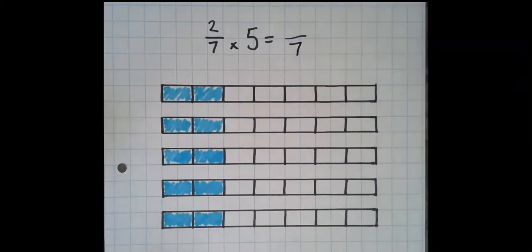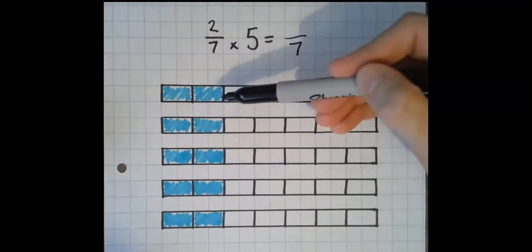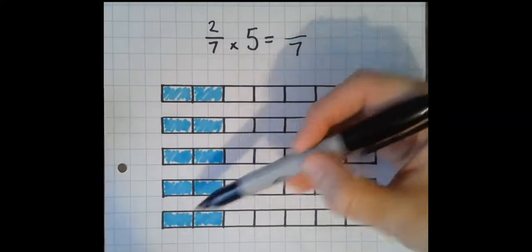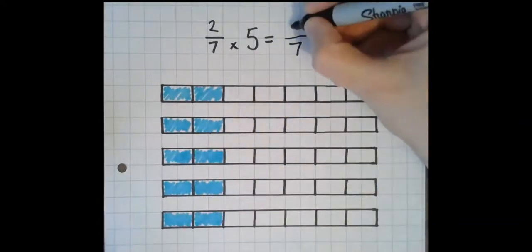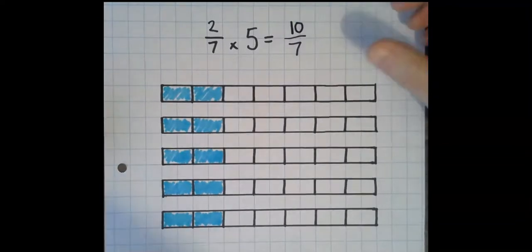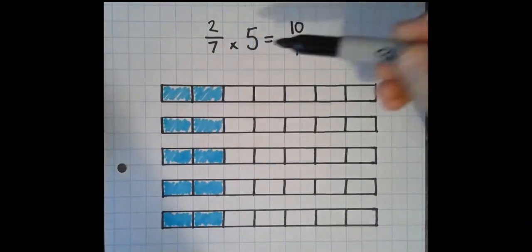So the denominator stays unchanged because the pieces haven't changed in size, and then all we need to do is see how many parts we have now. So we have 2, 4, 6, 8, 10. So we have 10/7. We've created an improper fraction, and it's perfectly okay to leave it like that because we haven't been asked to write it as a mixed number, we haven't been asked to simplify it, so we can leave it as 10/7.